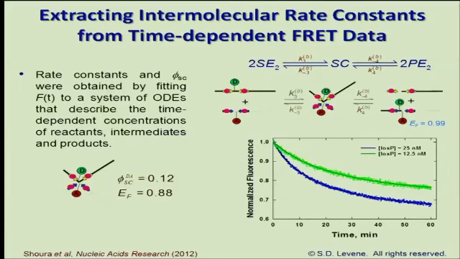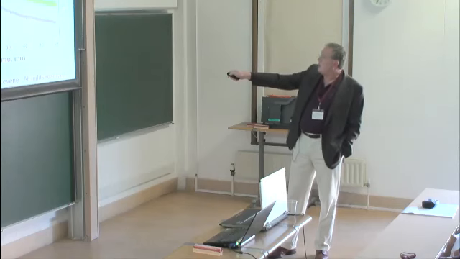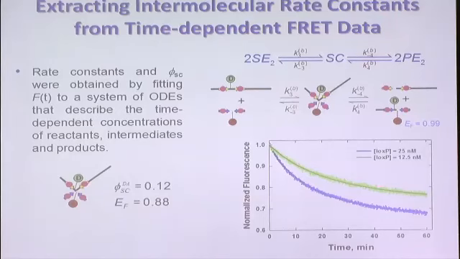So these are, in fact, fluorescence traces from experiments done with two different concentrations of substrate, 25 and 12.5 nanomolar. The data points are fitted to curves that come from the ODE solution. So overall, the fit is really quite satisfying.